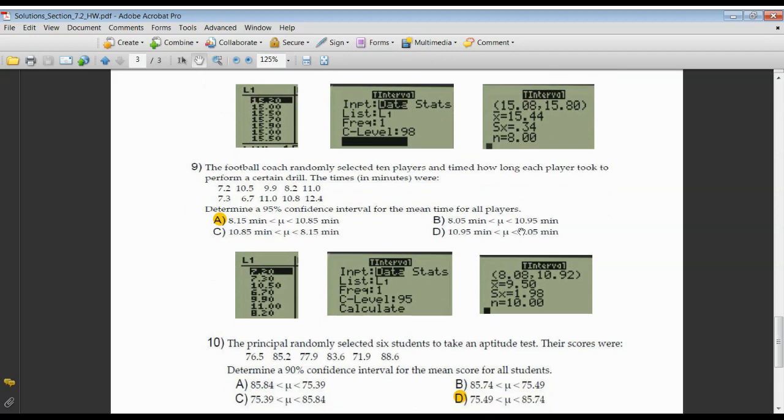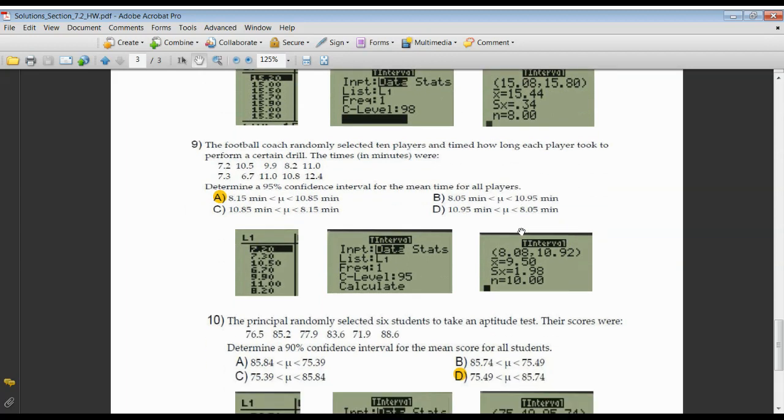Look what happens with this bad boy. This was the one I can't live with. Once again, I put my values, my raw data into list 1. I went to stat test, came down to number 8, chose data, hit enter. My values are in L1, 95% confidence level. But notice what happens here. I get, talking about minutes, 8.08 and 10.92. Well, this ends up being the correct answer, but in my estimation, this guy was closer.